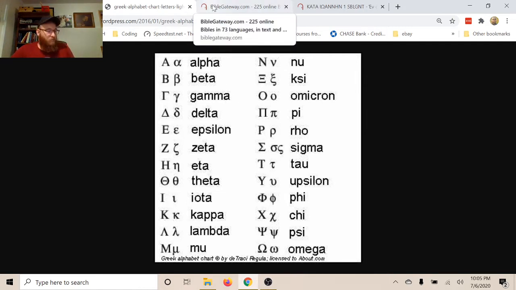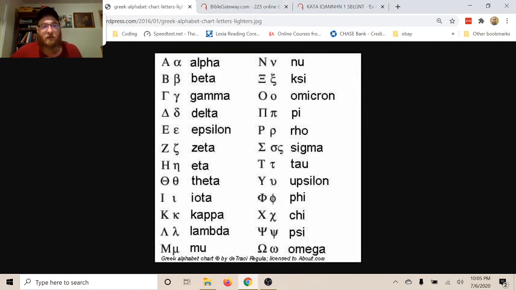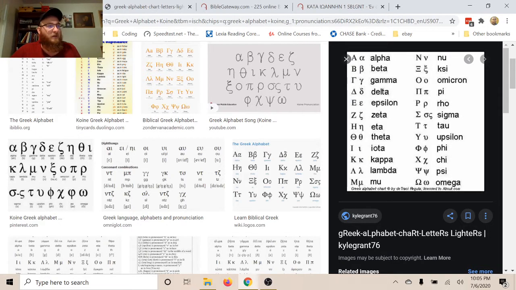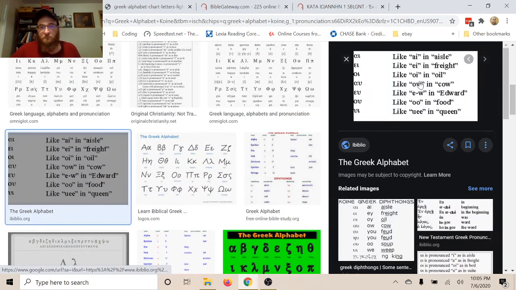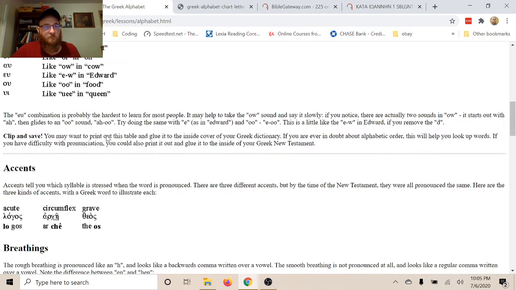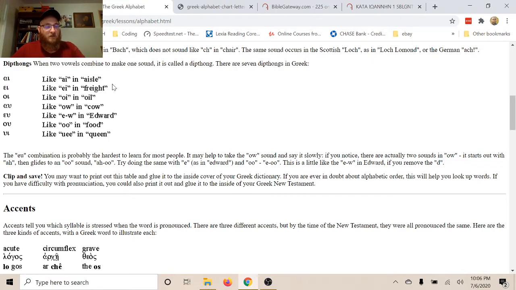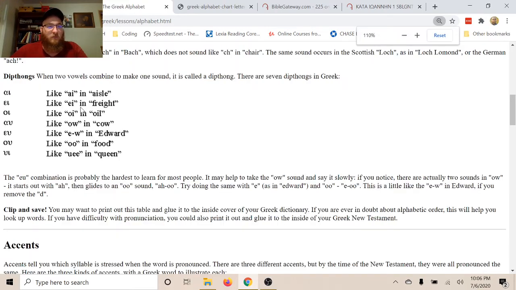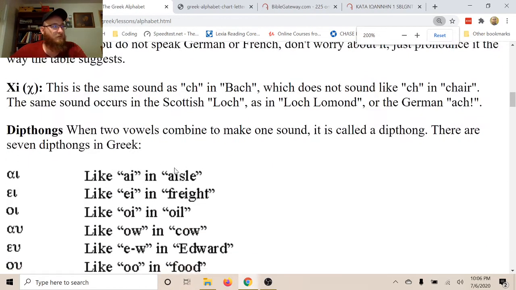Okay. So, oh yeah, we want to look at diphthongs. Do I say anything else about this? No. Let's see here. Okay, so these are really important. These right here. I wonder if I can blow that up anymore.